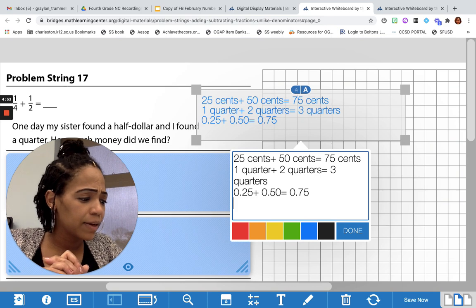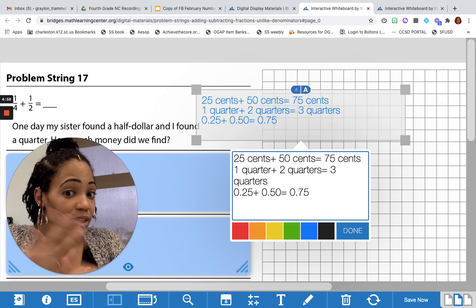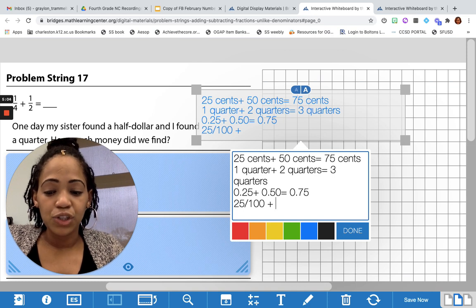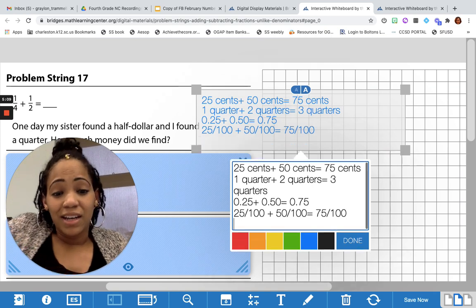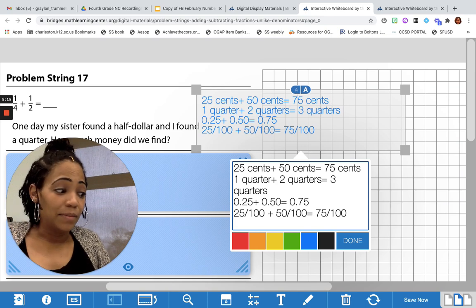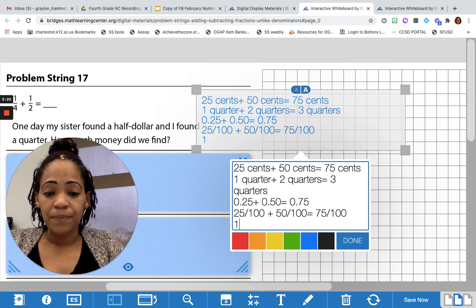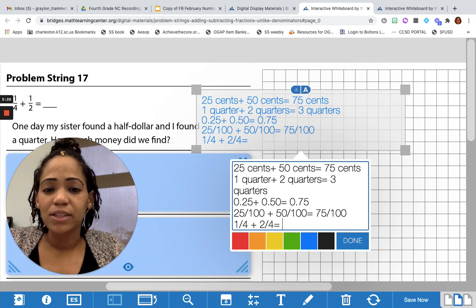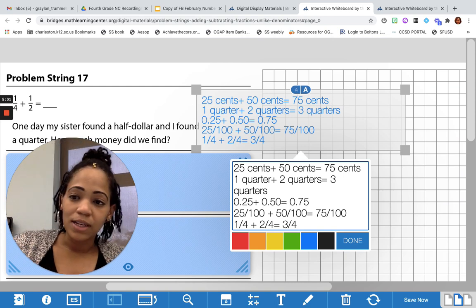I could also think about it and make common denominators. We've talked a lot about denominators of 100. So 1/4 is 25 hundredths. And then we have 1/2, which is 50 hundredths. And we know that because of money, which gives us 75 hundredths. Very last thing is the least common denominator would be 4. So I could think about it in common denominators of 4. So I'd have 1/4, and then I'd have 2/4 because I know that 1/2 is equivalent to 2/4, and that is going to give me 3/4, which is still 75 cents.